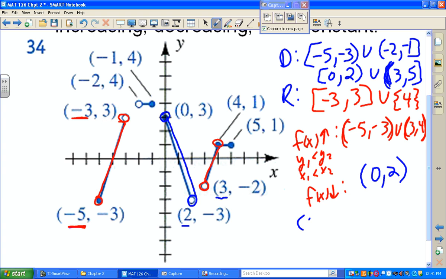And then constant. For today, we'll just say constants are flat lines. That'd be the easiest way around that, because we don't know a lot of calculus yet. So -2 to -1, it's constant, it's a flat line. Union with 4 to 5.